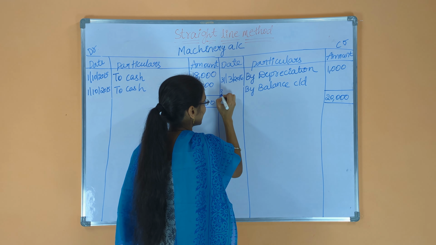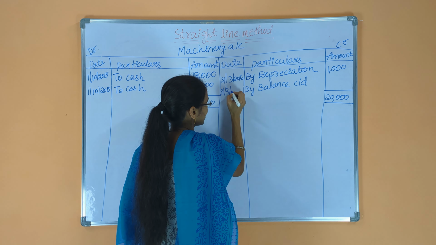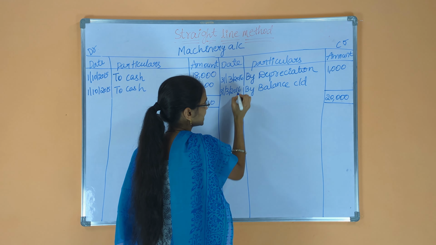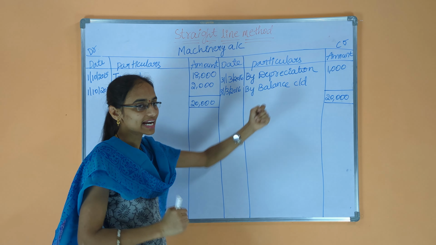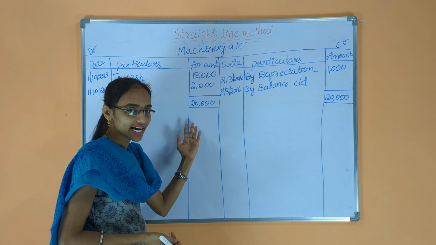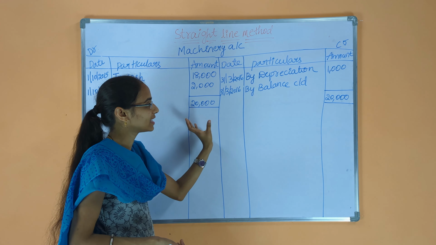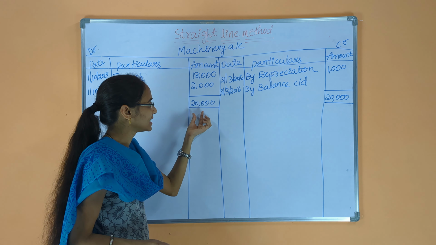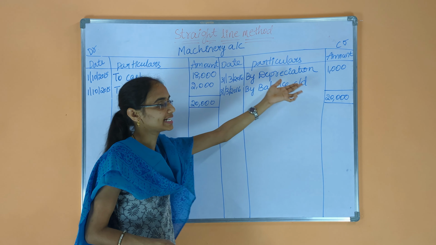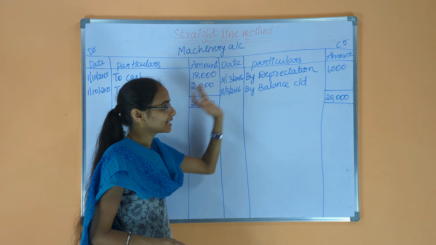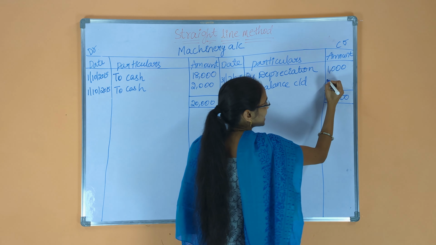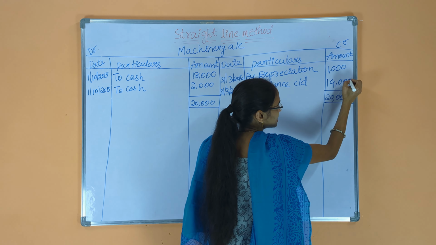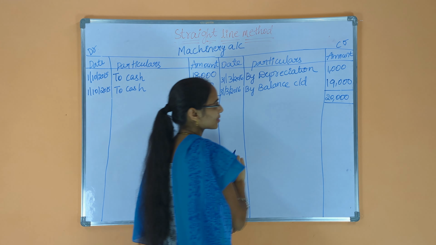Balance carried down at the end of the year, 31st March 2016. So how do we calculate the balance carried down amount? Whichever side is more, that amount is taken, and the side that is less, that amount is deducted. Here the debit side is 20,000, the credit side is only 1,000. 20,000 minus 1,000 is 19,000. So this is the balance carried down amount.